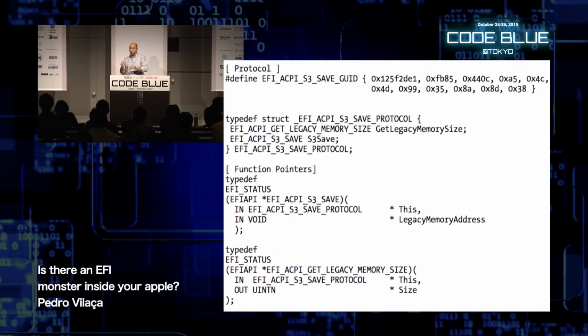Very quick example, I'm running out of time. This is the protocol. It has a GUID. It says the EFI ACPI S3 Save is this GUID. So you always know that if you call this GUID, you are calling this protocol. Then you have the definition of the protocol with 2 functions, the S3 save and the get legacy memory sizes. These are the 2 functions that this protocol implements. And then you have the prototypes of each function.